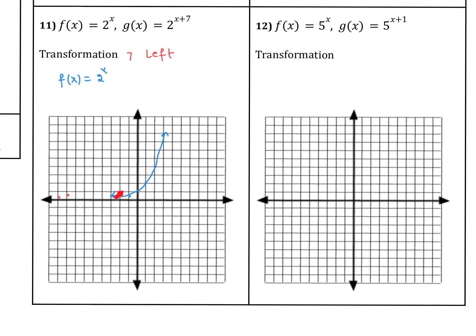This one, 1, 2, 3, 4, 5, 6, 7. And that's going to be right here. Next is this point, 1, 2, 3, 4, 5, 6, 7. So this point right here, and then you're going to make a graph that is the parent graph that is moved 7 unit to left. So this is going to be moving 7 this way.